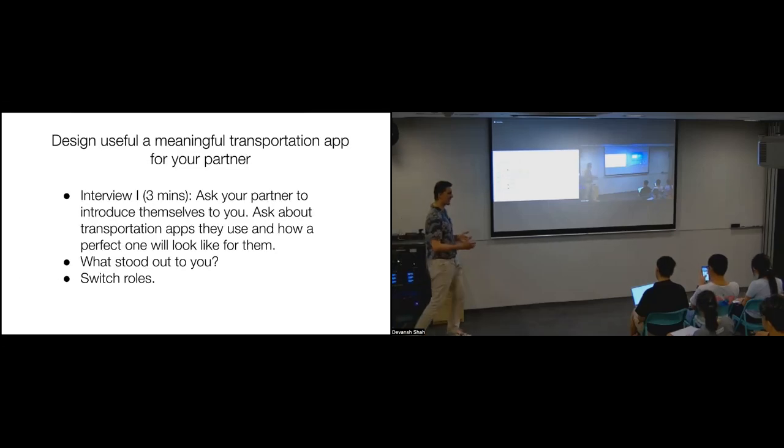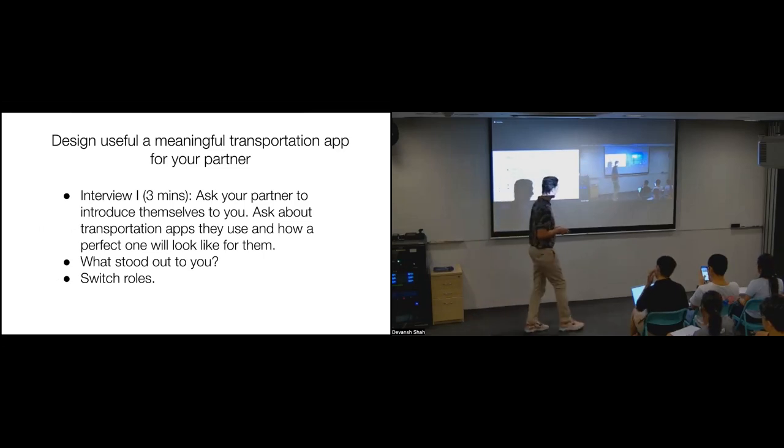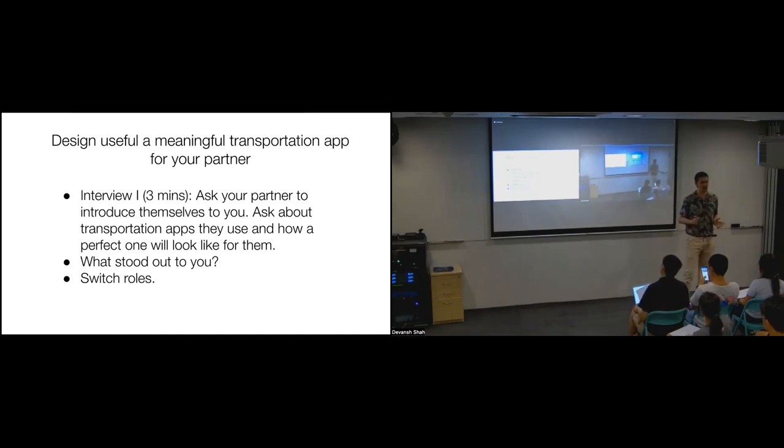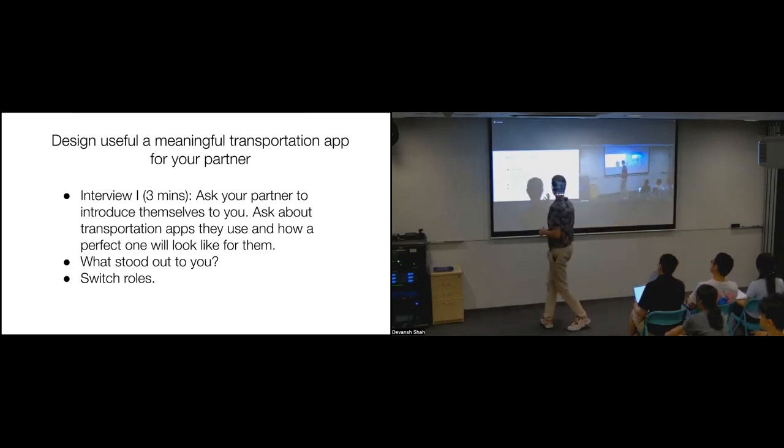So the next stage, we're going to do this in pairs with the partners that you have. What I want you to do is conduct a quick interview, again, about this perfect transportation app. Now you will not be designing a perfect transportation app in a vacuum, but instead you will be doing it for your partner, the person who is sitting next to you. You will have 3 minutes to interview him or her.